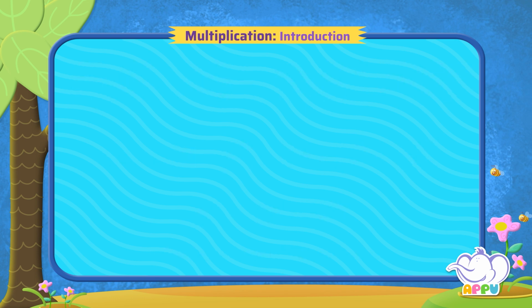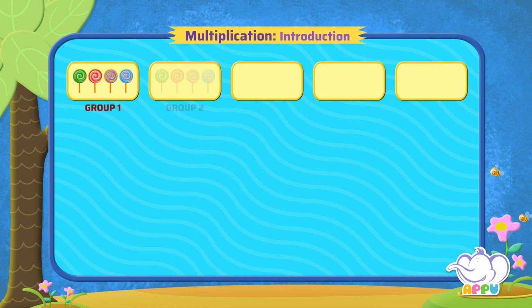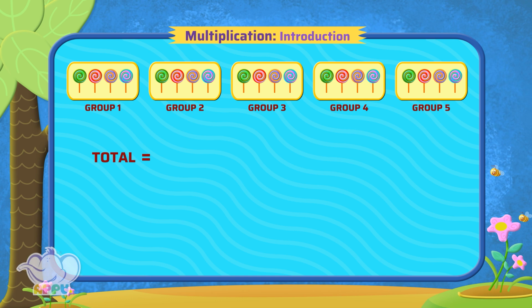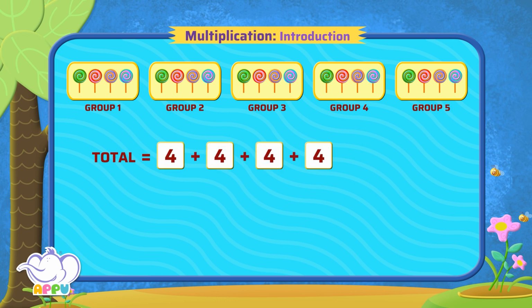Here's one more example. We see 4 lollipops each in 5 groups. So how do we find the total number of lollipops? We add 4 5 times. 4 plus 4 plus 4 plus 4 plus 4, which equals 20.